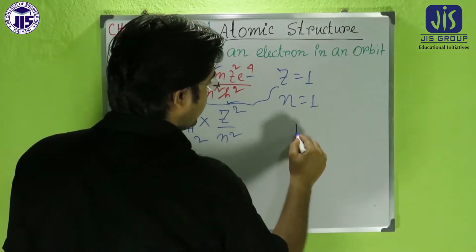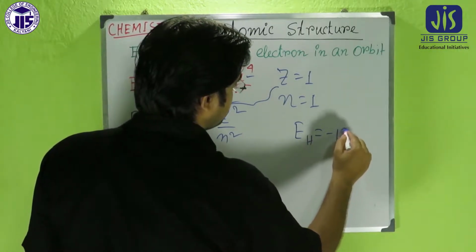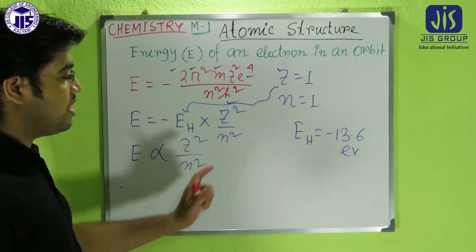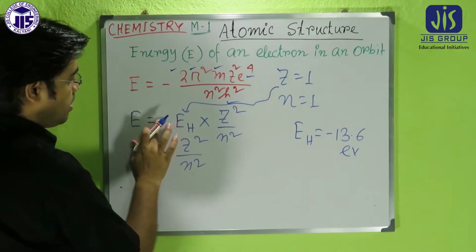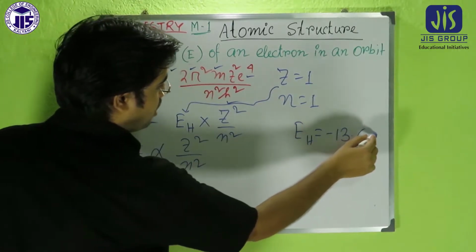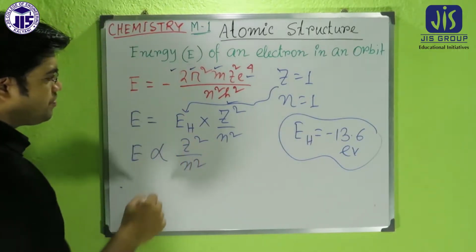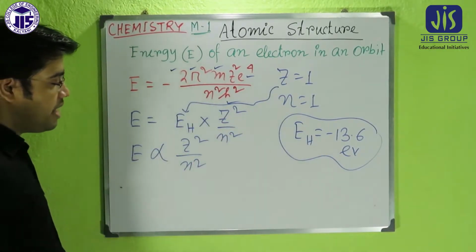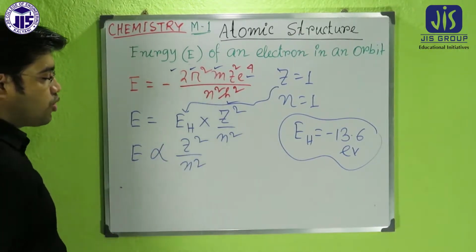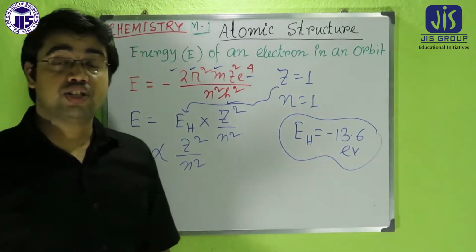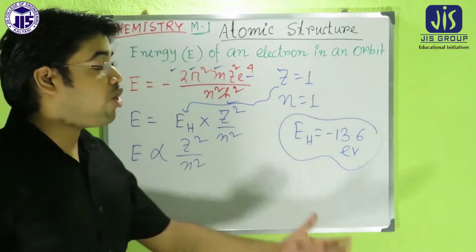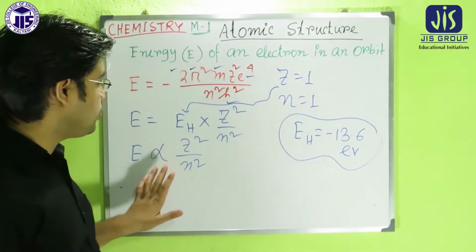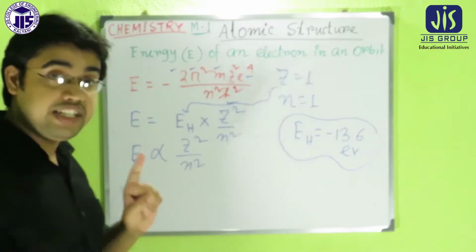And what is the value of EH? You know, EH equals minus 13.6 electron volt. Obviously here the minus sign will not be repeated, because that 13.6 already considers the minus sign. So E equals simply EH into Z square by n square, or E proportional to Z square by n square. So now if there is such a question where you have to compare the energy of the electrons for different one-electron systems, then you simply have to keep in mind that relationship.